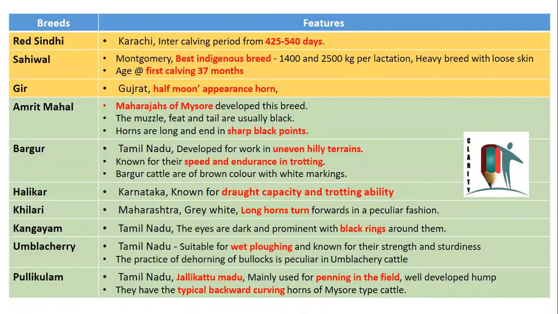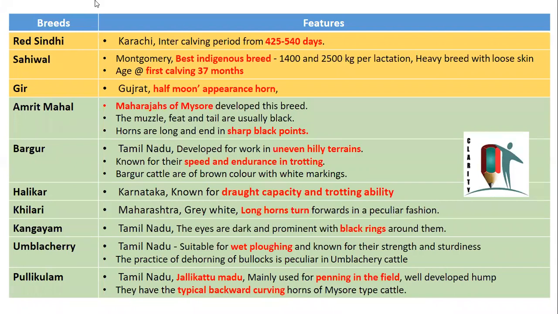So if we talk about red Sindhi, I have written here that the intercalving period is 425 to 540 days. Why have I written this only for red Sindhi and not for other breeds? What is the reason? Anybody will answer? It is the least, not the highest. इंटरकाविंग पीरियड जब भी लीस्ट होगा तो वो हमारे लिए अच्छा है ना. इंटरकाविंग पीरियड हाईएस्ट होगा तो दैट इज नॉट गुड फॉर अस, दैट विल नॉट सर्व द पर्पस फॉर अस. So I have written it because red Sindhi has the least, that is 425 days of intercalving period, right?